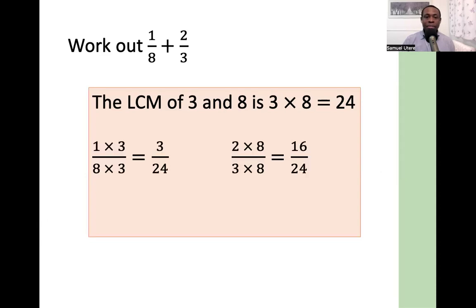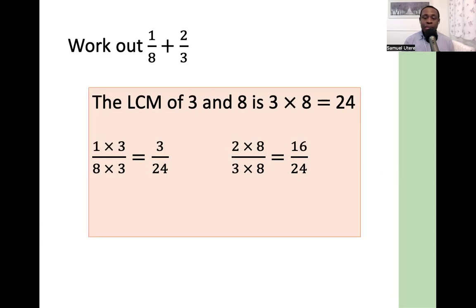Now, to change 1/8 so that the denominator becomes 24, we'll have to multiply 8 by 3. But remember, whatever you do to the denominator, you have to do the same to the numerator. So we need to multiply the numerator by 3. So now 1/8 has an equivalent fraction, which is 3/24. And then 2/3 has its equivalent fraction, 16/24.